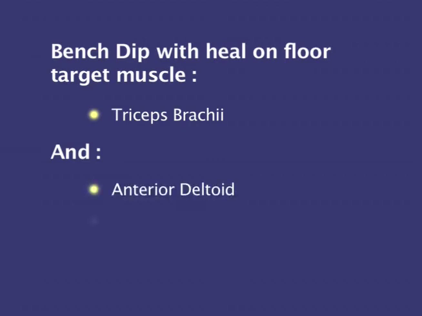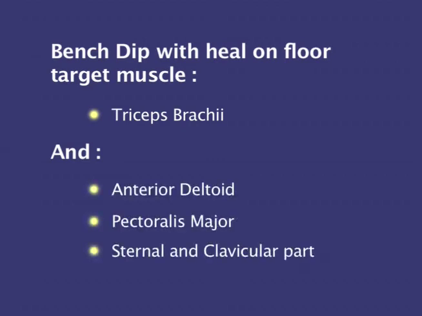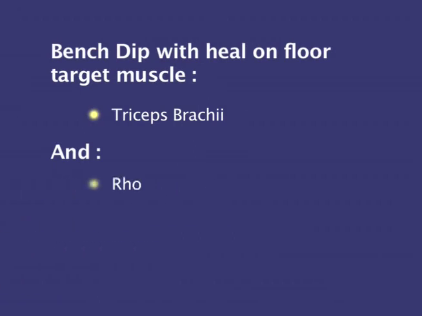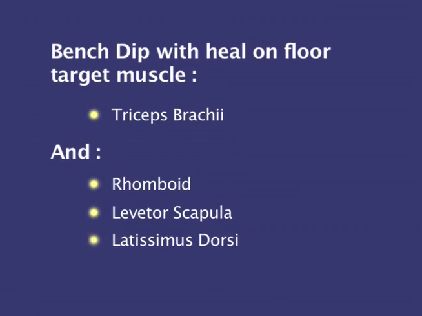Now, the target muscle for this exercise is the triceps brachii. The other muscles acting synergistically along with the triceps brachii are the anterior deltoid, pectoralis major, sternal and clavicular part, pectoralis minor, rhomboids, levator scapula and latissimus dorsi. This group of muscles acts together along with the triceps brachii while we do the bench dip, especially with heels on the floor.